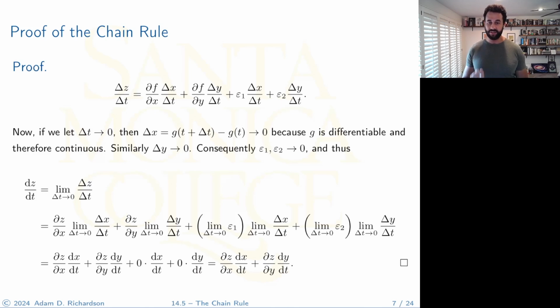So as delta t goes to 0, that means delta x goes to 0 because g is differentiable. And if g is a differentiable function at a point, that means it's continuous at that point. Differentiability implies continuity. So as delta t goes to 0, delta x goes to 0. Check. Similarly, delta y is going to go to 0. Check. And consequently, epsilon 1 and epsilon 2 are going to go to 0. That's what we needed, right? So here is the calculation. What is dz/dt? Well, by definition, it's the limit as delta t goes to 0 of the difference quotient.